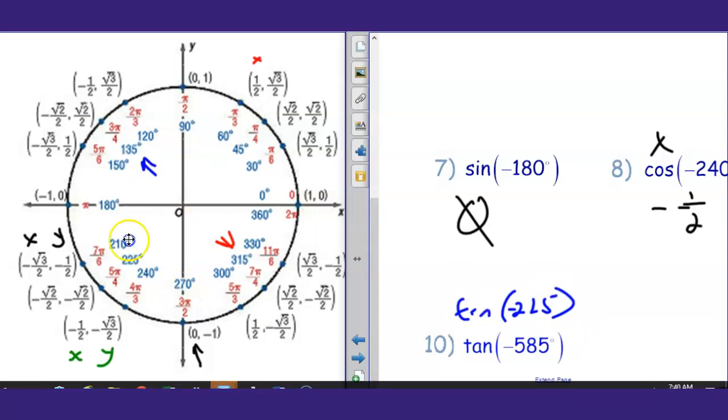All right. And this, again, it's a mirror image. If this is positive 225, then negative is up here. Like if this is 120, then negative 120 would be right here.